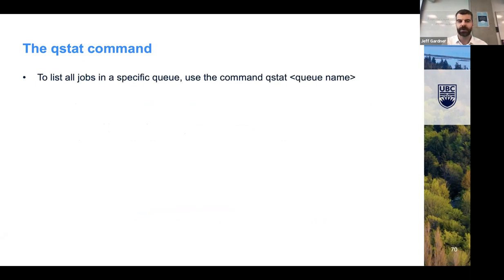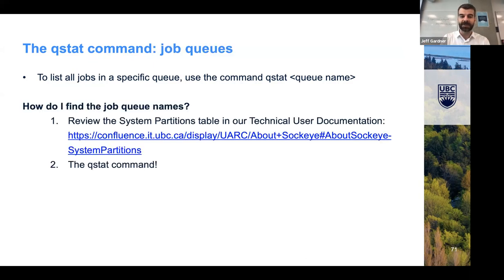So from the top, to list all jobs in a specific queue, use the command qstat qname. Always when we teach, or typically when we teach, drop the carrots with the queue name. That's something that we make the mistake of. We're not always explicit. It's not a mistake on your end. It's just something that if you're following things verbatim, which you should, it can be an easy error to see. How do I find the queue name? Review the system's partition table in our technical user documentation. Here's the link.